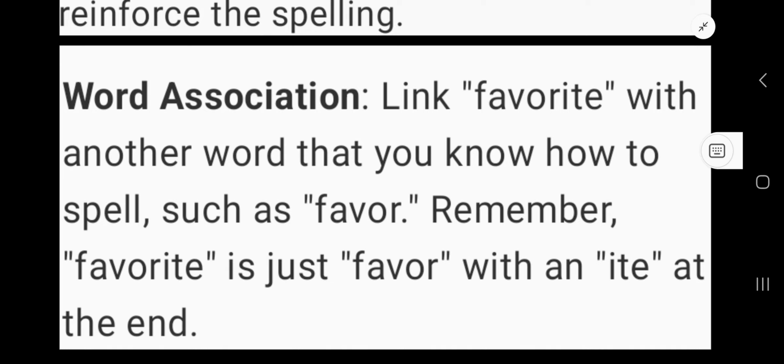Then you can apply word association method. Look, link favorite with another word that you know how to spell, such as favor. You need to first learn the spelling of favor and then just add it with favor. Then you can easily remember the spelling of favorite. Favor, write the spelling of favor, then add it.